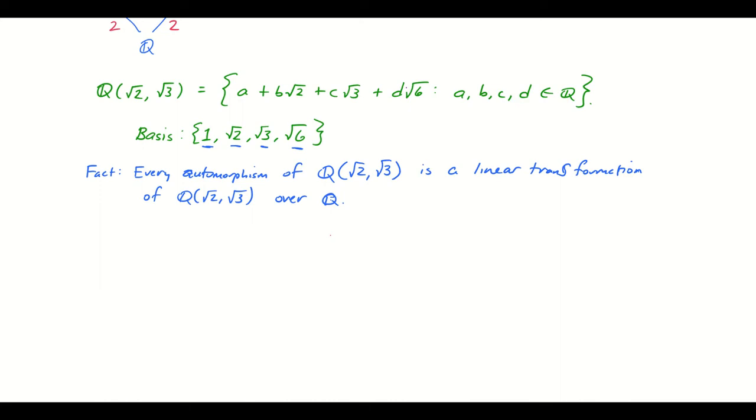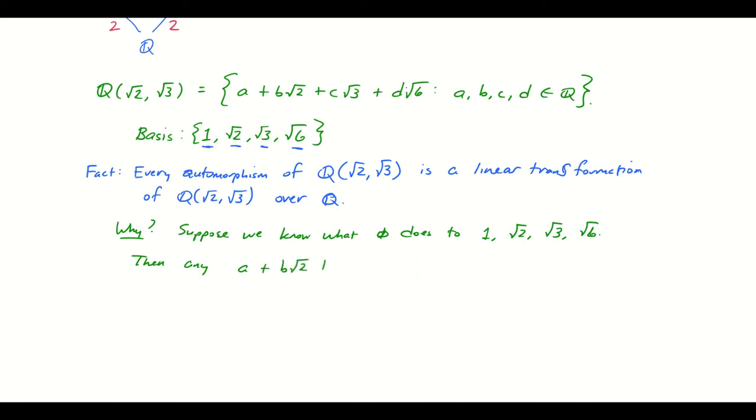Okay, so suppose we know what phi does. So let's say phi is an automorphism, does to 1, root 2, root 3, and root 6. So we have a definite image for each of those elements. Well then, any element of my field has to go to, that is under the automorphism, has to go to, well, I'm just going to write down phi of that same field element, and I'll unpack this in the next step.